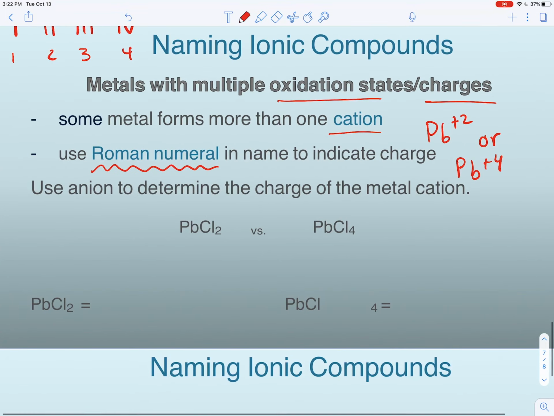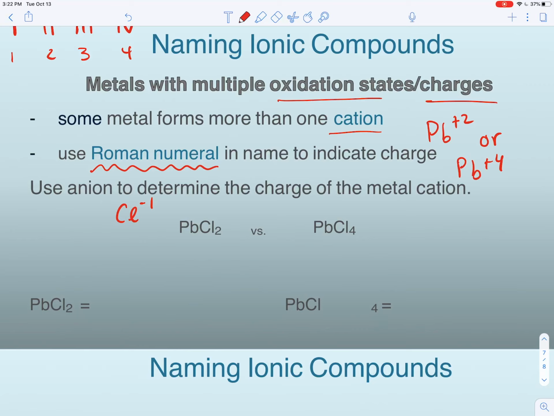So we're given two formulas here, PbCl2 and PbCl4. So how can we figure out the charge? Which metal am I using here? So I know that each chlorine is -1, and I've got two of those here. So if both of these equal -2 total, which lead do you think I have, +2 or +4? Remember, the ionic charges need to cancel out. So we've got to have a +2 charge here to cancel out these two chlorines.